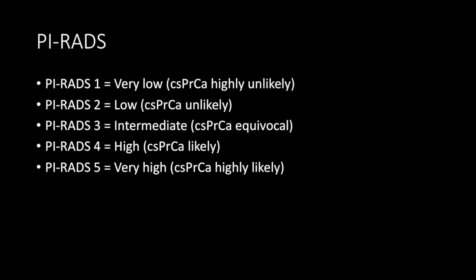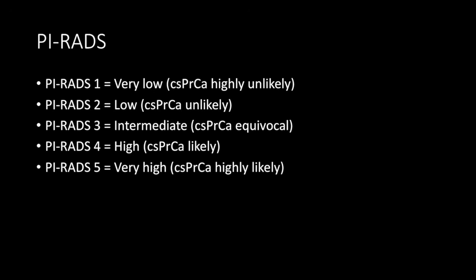And these PI-RADS scores from 1 to 5, again, indicate the likelihood that the findings on MRI correlate with the presence of clinically significant prostate cancer for any particular prostatic lesion. Again, from 1, which is very low likelihood, to 5, which is very high likelihood.